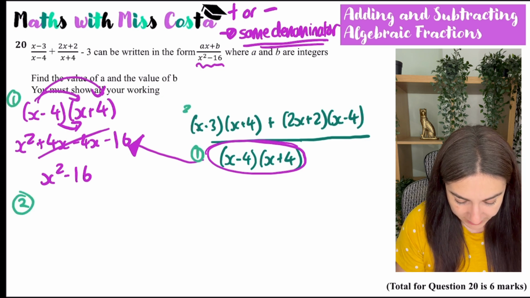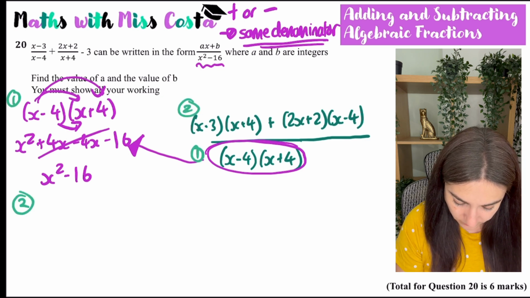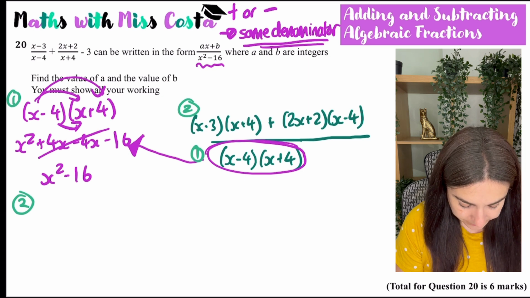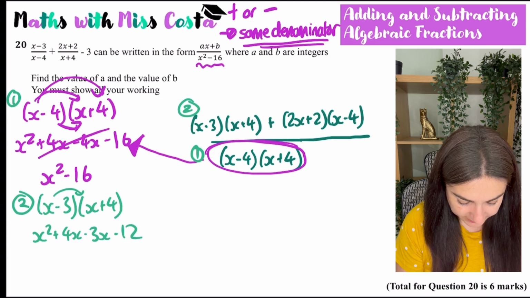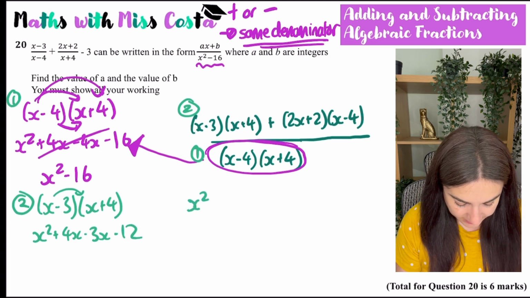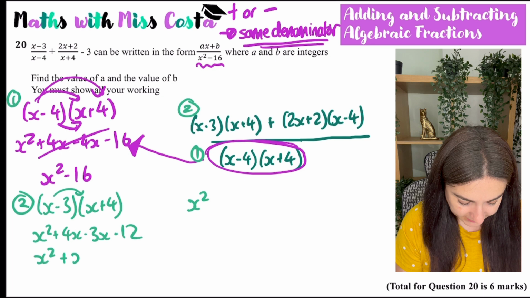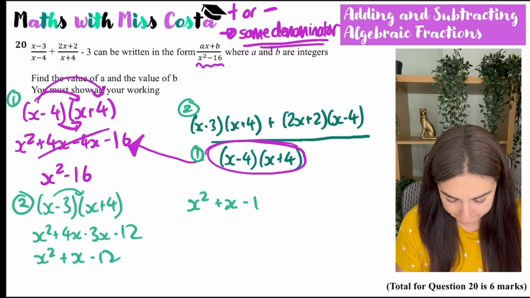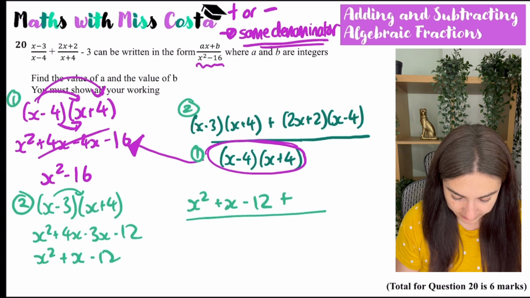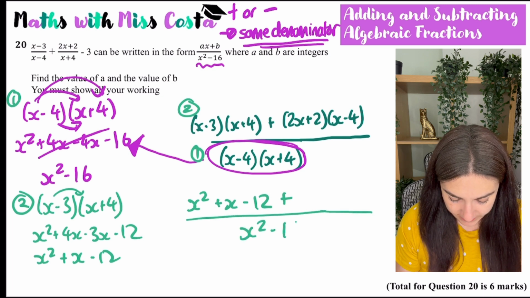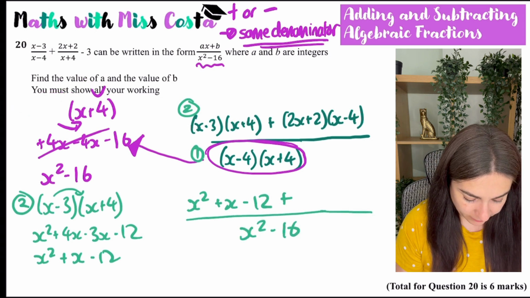Working out 2, I'm going to expand this bracket. So x minus 3, x plus 4 is x squared, plus 4x minus 3x minus 12. So that would simplify to x squared plus x minus 12. And then I'm adding, this is where it's annoying running out of space. I'm adding, so that's my working for 1 and 2.